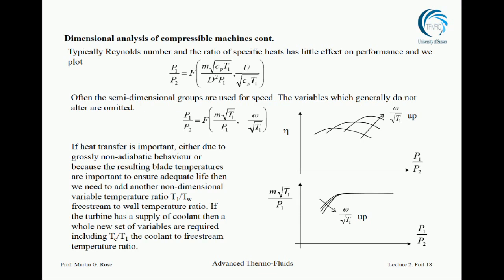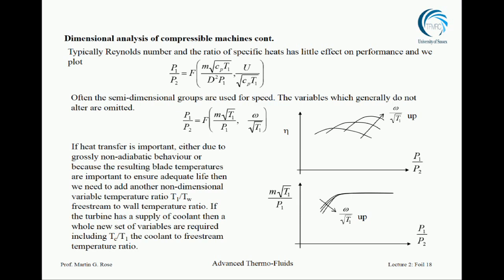Oh yes, I've played the trick. You may have noticed, those of you that are awake, that this has changed. At the top, it was n root CPT over d squared P1. Now it's n root T upon P. This is the form that's used in industry. That is not the dimensionless form. And in industry, they cheat because it saves time and it's quicker. So this is a semi-dimensional group. It's not a proper non-dimensional group. It's a semi-dimensional group. That's fine.